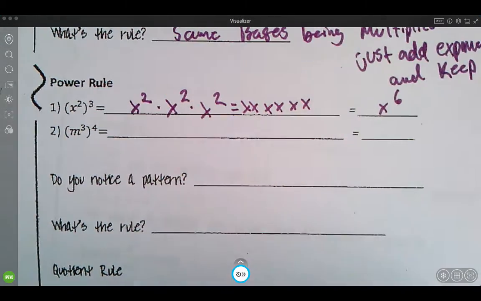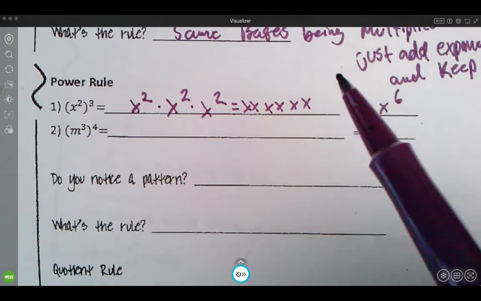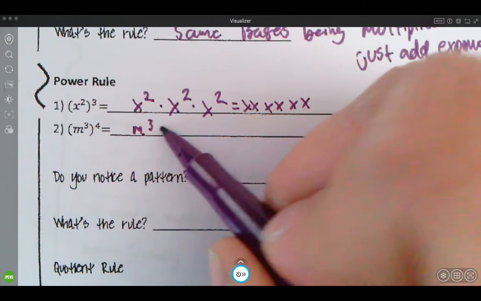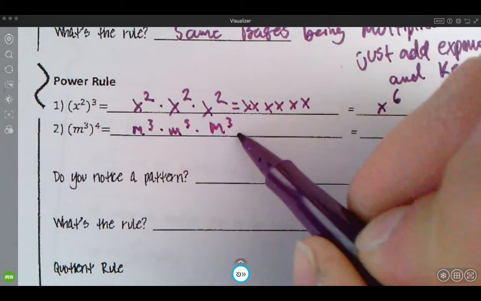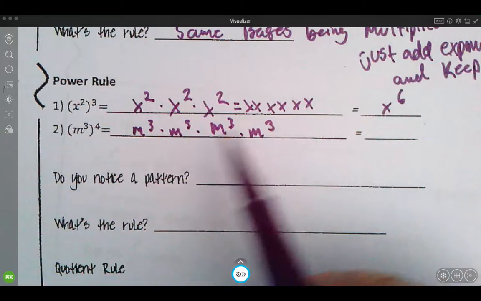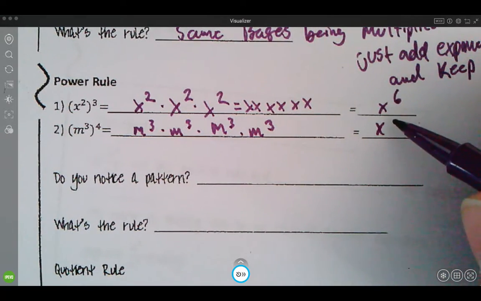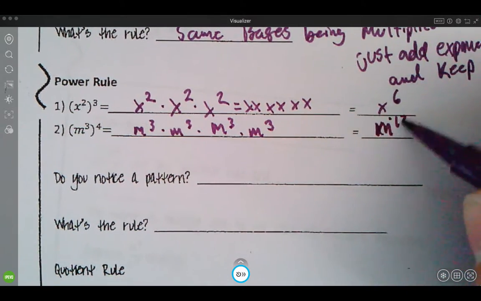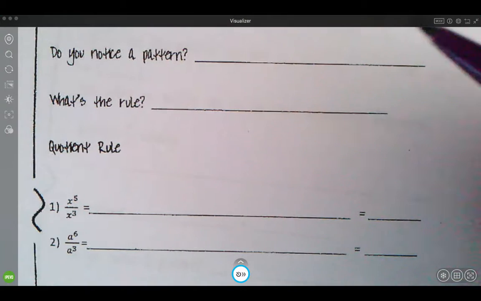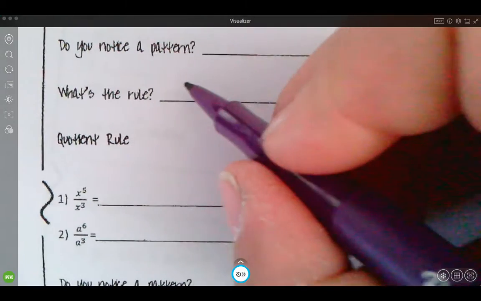So what did you really just do there? You added 2, 3 times. What is really adding 2, 3 times in math? You're multiplying 2 by 3. Same thing if I had m to the third, to the fourth power. It's m to the third times m to the third times m to the third times m to the third. And we just learned that if they have the same bases, you can just add those exponents. And if you're adding 3, 4 times, what are you really doing? 3 times 4, which is m to the 12th. So all the power to the power rule is saying is to just multiply the exponents and keep the base.